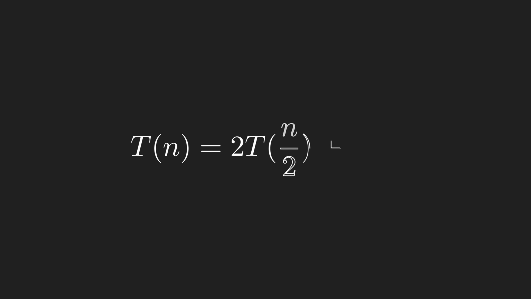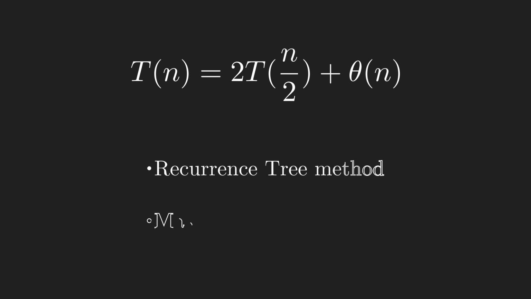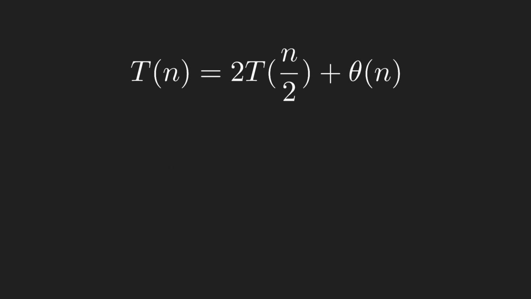The time complexity of merge sort can be expressed as the following recurrence relation. Merge sort always divides the array into two halves and takes linear time to merge the two halves. We can solve this recurrence by using either the recurrence tree method or the master method. And solving it gives us the big O of n log n for the time complexity.